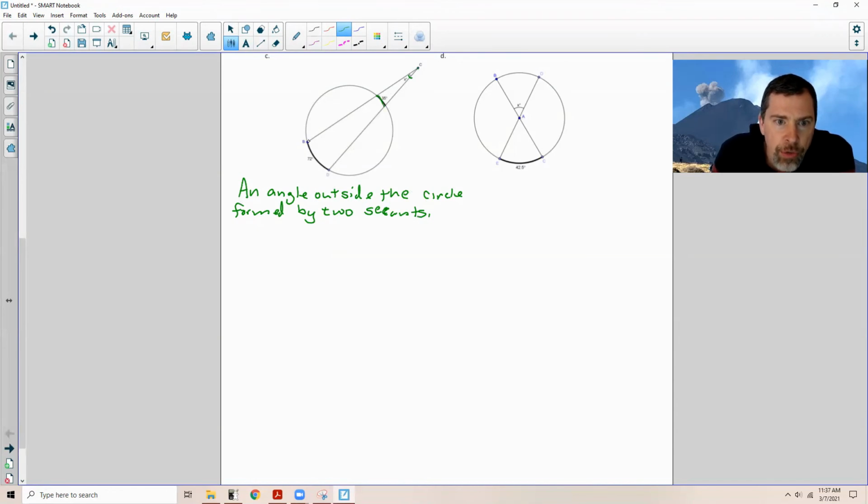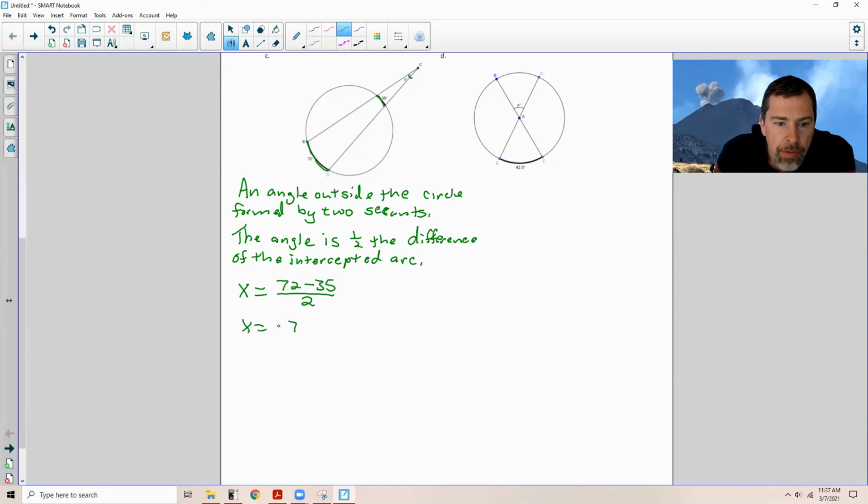We want to focus on the two arcs it intercepts, which are BD and this one. This is 72 degrees, this is 35 degrees, and therefore the angle is half the difference of the intercepted arcs. So x is going to equal 72 minus 35, divided by 2. So x is going to equal 37 divided by 2, which is 18.5 degrees.